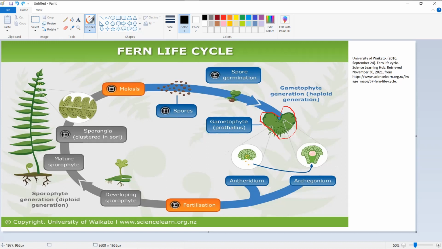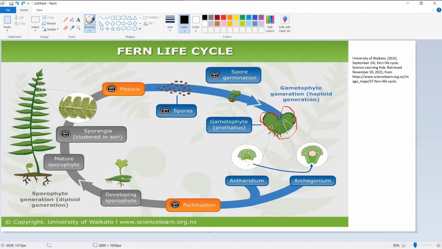The antheridium is the male sex organ. That would be this over here. They are small spherical structures that produce flagellate sperm. That would be these guys right here, these golden dots. And then they would swim, whoop, whoop, whoop, down the neck up to the egg.